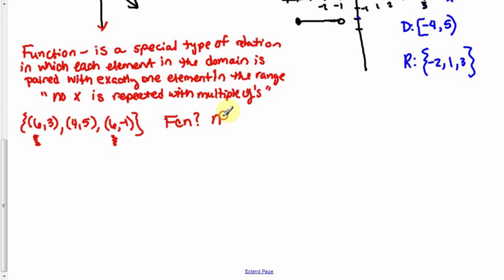Okay? Because the x value is repeated with multiple y's. It's a special type of relation in which each element in the domain is paired with exactly one element in the range. Well, this element 6 in the domain is paired with 2 elements in the range, isn't it? So it doesn't meet the textbook definition, and it doesn't meet that one either. All right, what about this one? Is this a function?